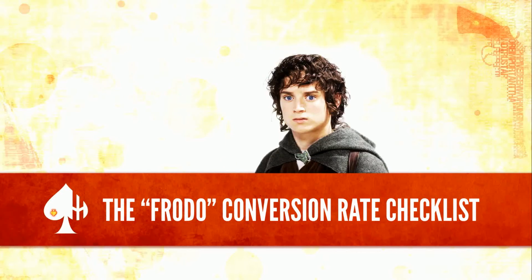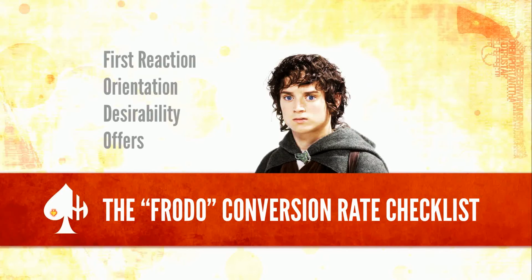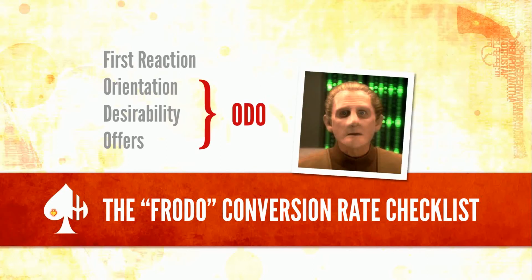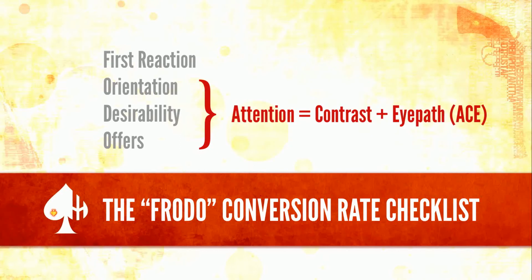I'll be using the Frodo conversion rate checklist, as I usually do. And remember that Frodo stands for First Reaction, Orientation, Desirability, and Offers. The core of the checklist lies in the ODO, Orientation, Desirability, and Offers. And of course, it's important that these elements get attention using contrast and iPath.